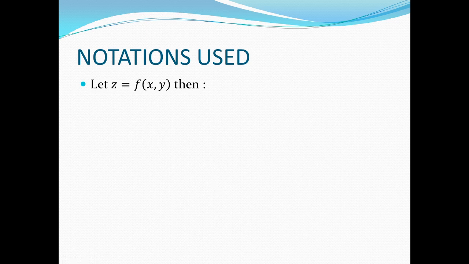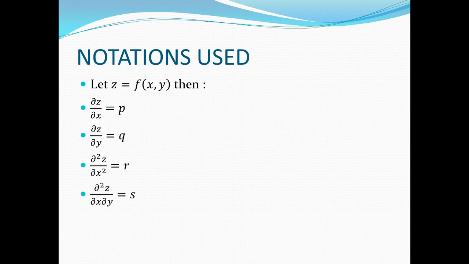Always remember that in partial differential equations, there are some notations which are used. For dou z by dou x, we denote it as p. Dou z by dou y as q, dou square z by dou x square as r, dou square z by dou x dou y as s, and dou square z by dou y square as t.